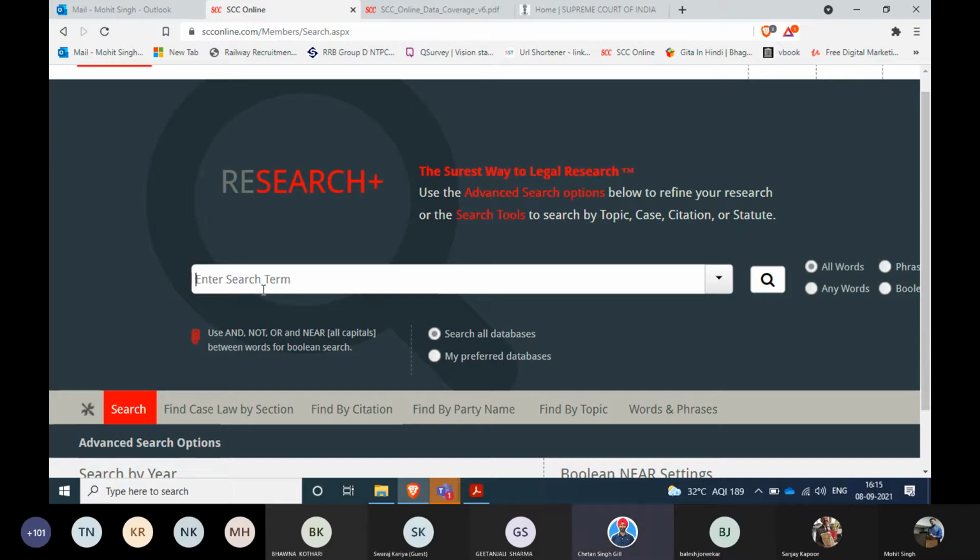What I'm trying to tell you over here is that in SCC, it's not a pre-fed question that you can get answers to. You're doing research, which is based on what judges have written in their judgments. Anything which is not written in the judgment, you cannot search for.